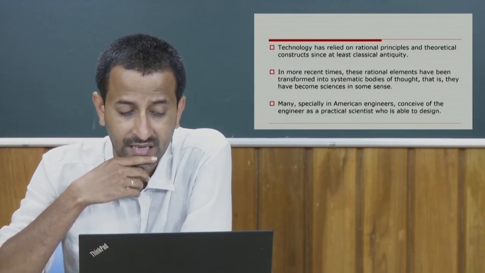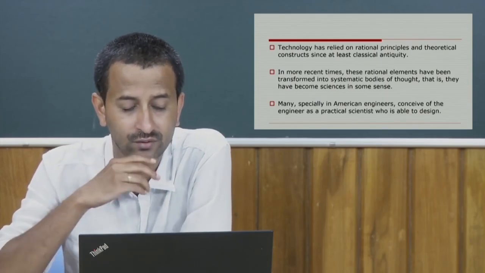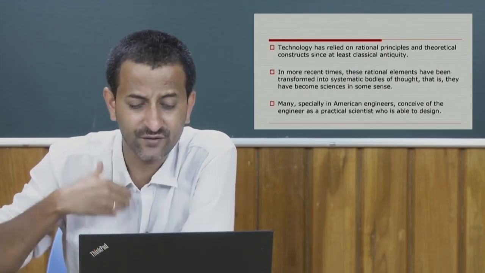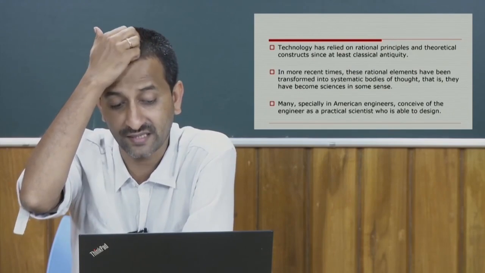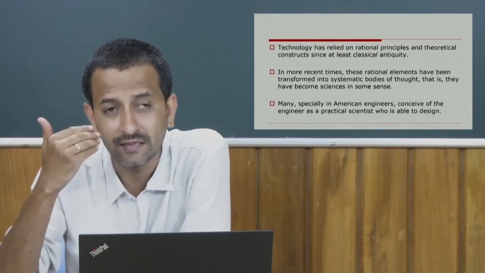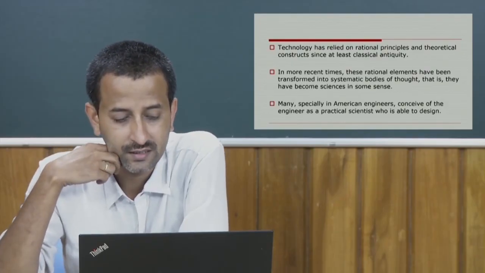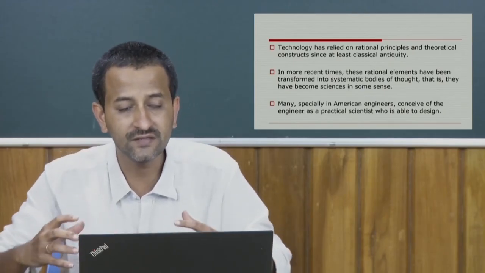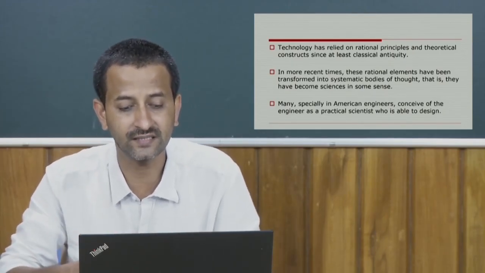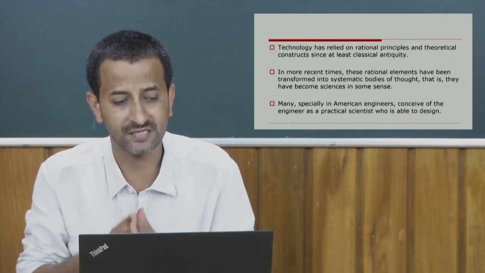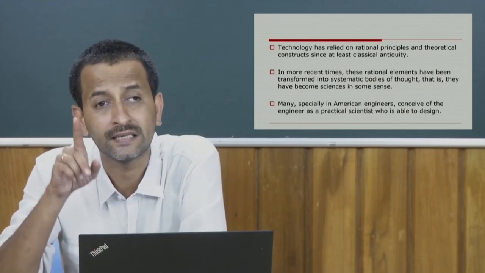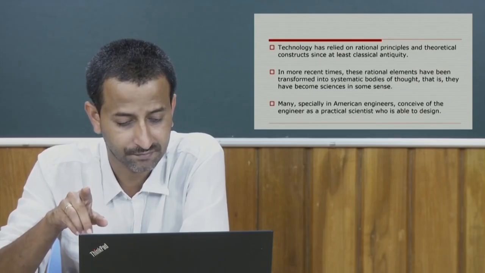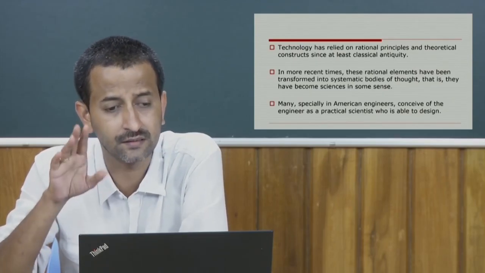American engineers do not define technology solely in terms of design. They put great emphasis on the engineer as some kind of practical scientist. As Layton Jr. argues, these descriptions are not thought to be mutually exclusive; they conceive of the engineer as a practical scientist who is able to design. Certainly technology has relied on rational principles, rational norms, and theoretical constructs since at least classical antiquity.